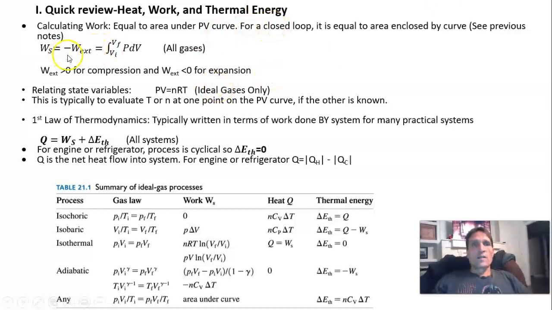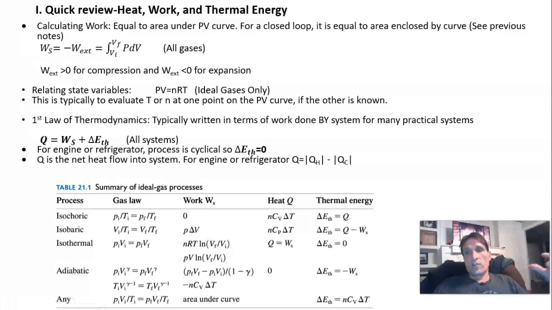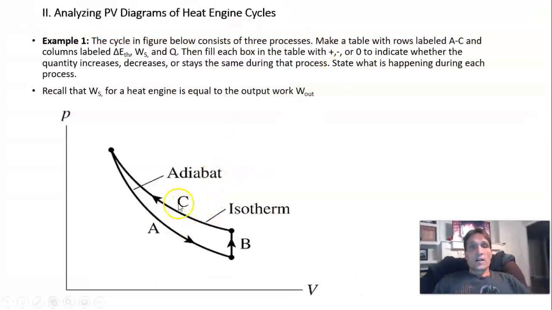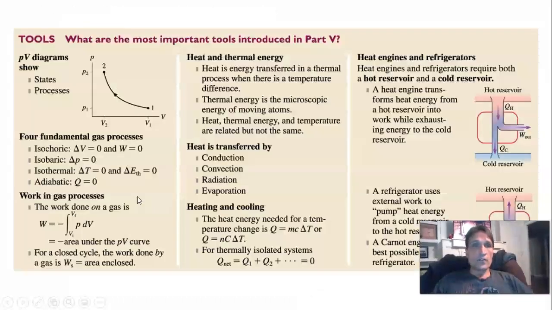And then remember the work done by the system, which is typically what we use more in practical thermodynamics than the external, is just the negative of this. So the system work, again, is just the area under the PV curve, and the system work is positive for an expansion, right? The pressure is pushing outward and expanding the gas, and the system work is negative for a compression. So you should be able to, on an exam, calculate work. And we saw that for closed processes, the work done by the system is just the area enclosed by this closed cycle here, WS.